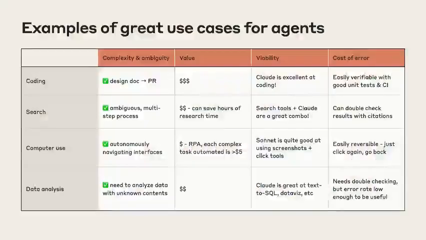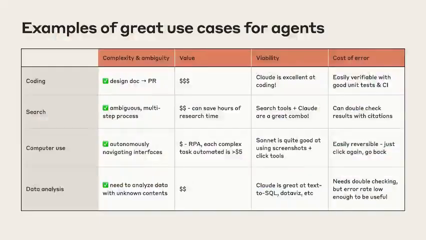A couple other examples I'll mention here. Maybe we'll talk about the cost of error. So search: if we make an error in the search, there's ways that we can correct that, right? We can use citations, we can use other methods of double checking the results. So if the agent makes a mistake in the search process, this is something we can recover from, and it's probably not too costly. Computer use, this is also a place where we can recover from errors. We might just go back, we might try clicking again. It's not too difficult to allow Claude just to click a few times until it's able to use the tool properly.